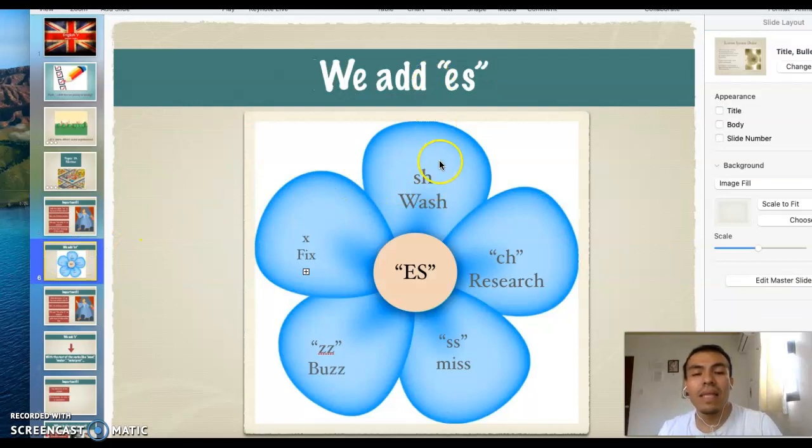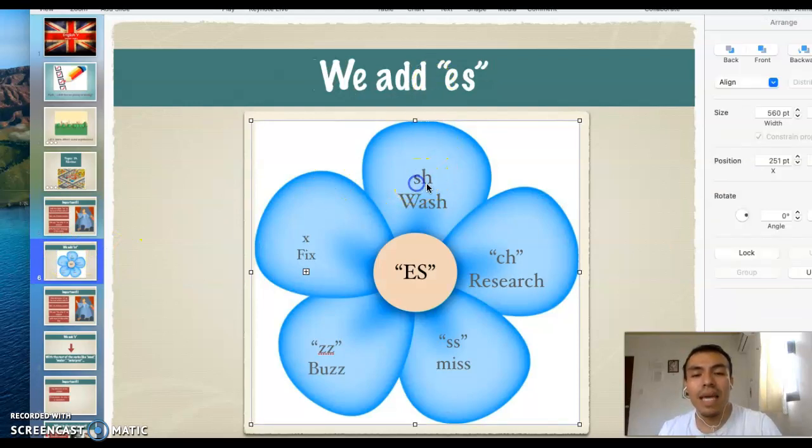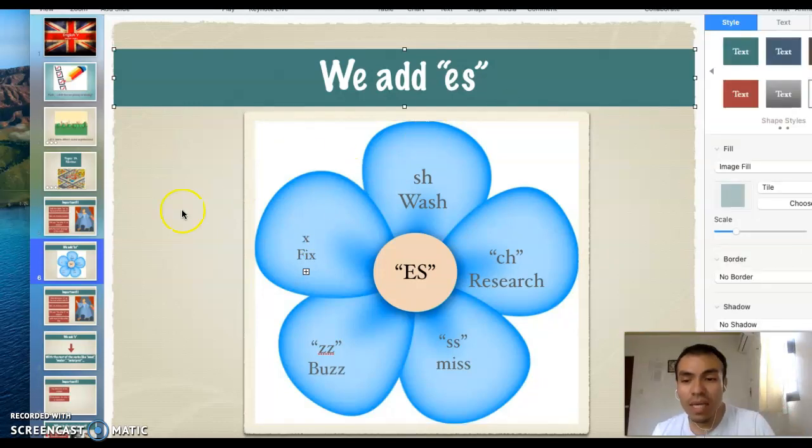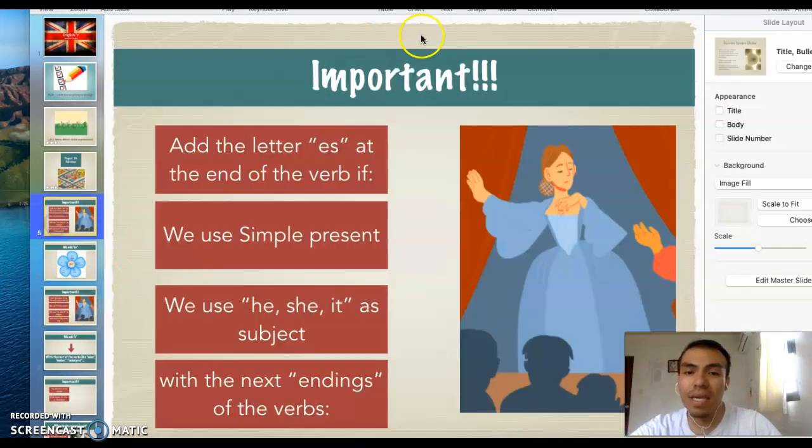For example, we have the next endings: the letters sh like wash, ch like research, ss like miss, zz like buzz, or the letter x like fix. So this is our example. Those are examples of the endings of the verbs when we have to add the letters es in simple present. Okay? This is number one. I'm going to repeat, let's check again.